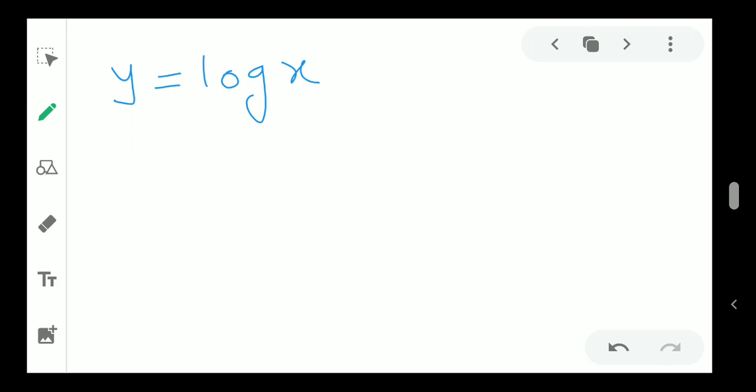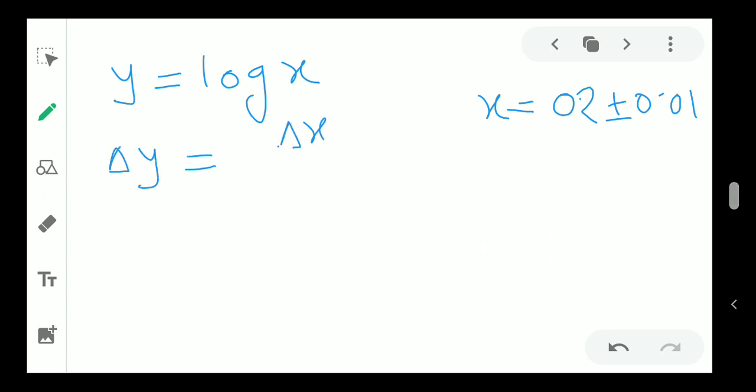So you will learn what log is in class 11, I think. In the case of log x, let's say the x value is given as 0.2 plus minus 0.001. In that case, delta y is basically delta x by x. So the absolute error of y will be the relative error of x, delta x by x. But how it comes, I will just show you.